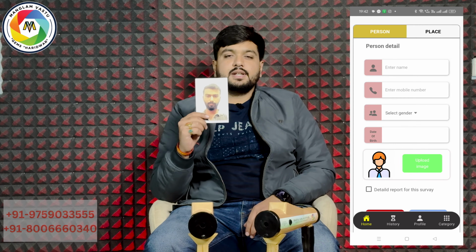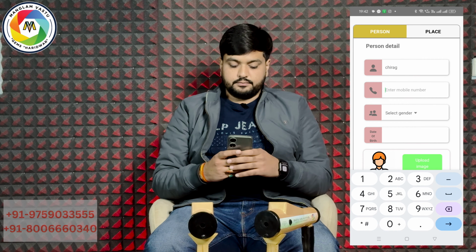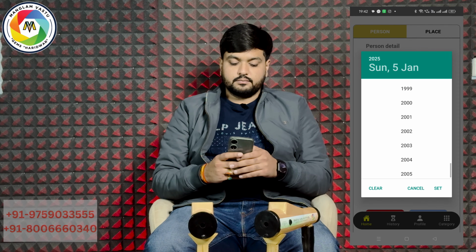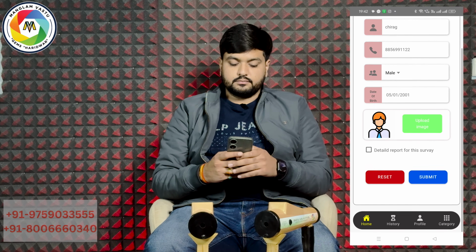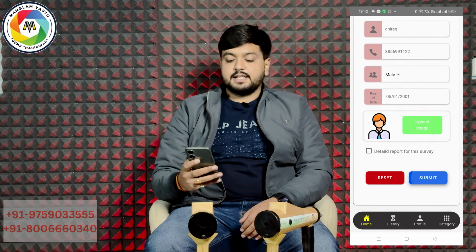So here we have a photograph. Through this photograph we will be doing aura scanning of this person. First of all we need the photograph or a person to scan the aura. Next, his details we will be entering in the mobile phone, as you can see on the screen. So now we will be submitting this form and starting the aura scanning.